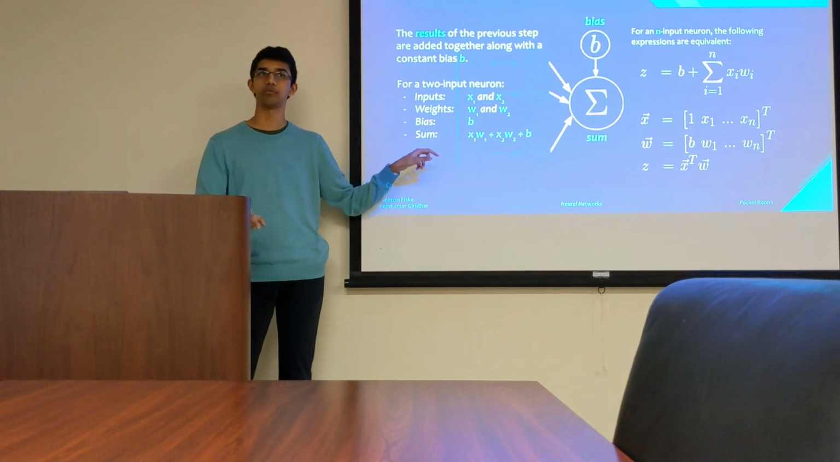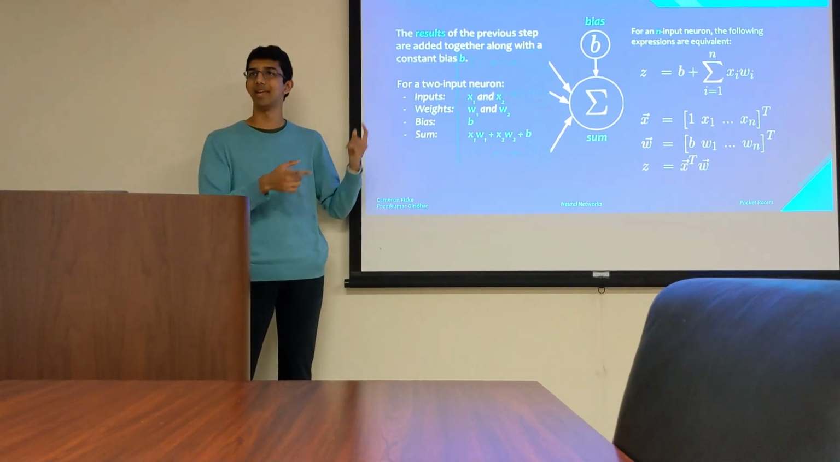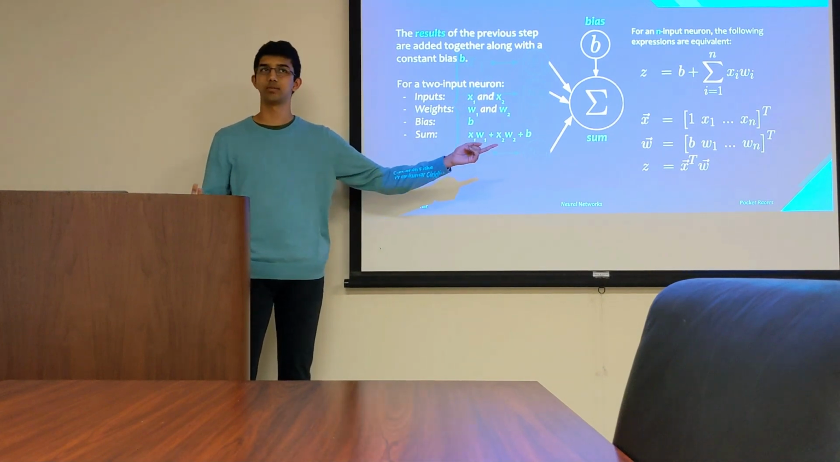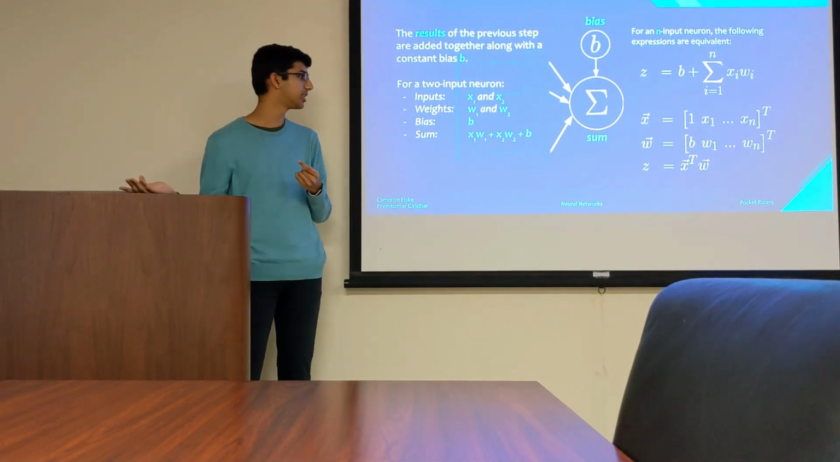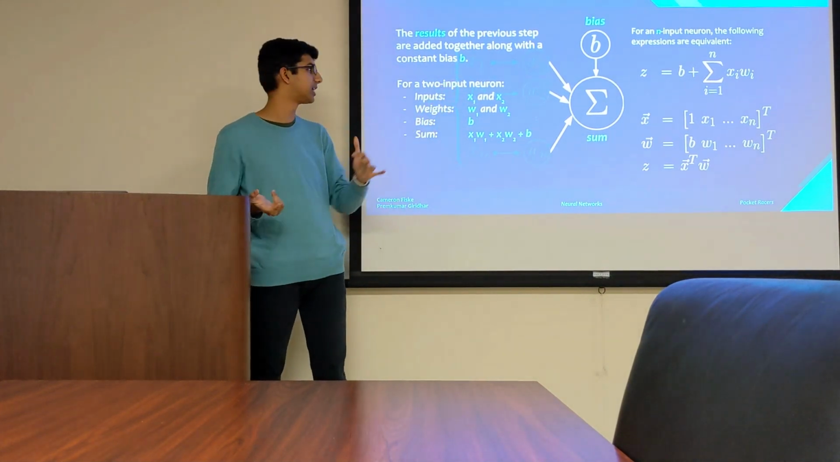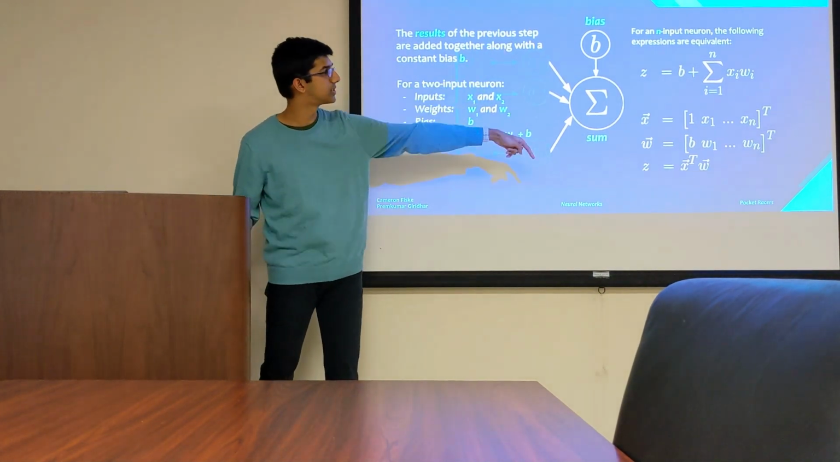It has a bunch of input terms. Like earlier we had a, b, c, d. This is x1, x2, etc. And there's a bias without an input associated with it at the very end. For an n-input neuron, so if we have more than 2 inputs, those are the expressions.